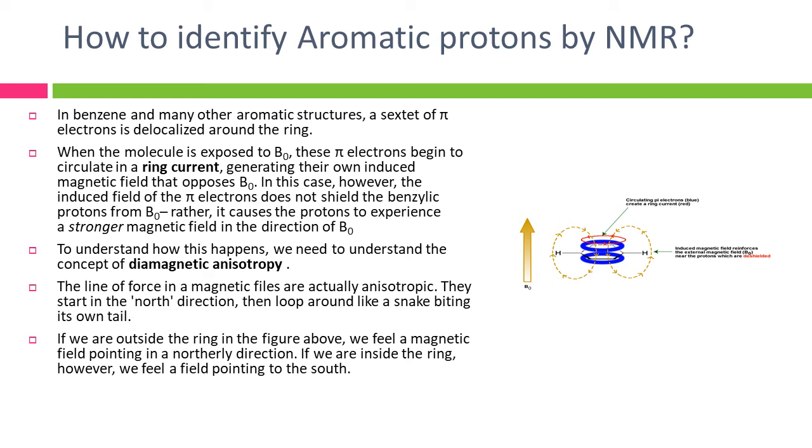The lines of force in magnetic fields are actually anisotropic. They start in the north direction, then loop around like a snake biting its own tail. If you are outside the ring in the figure above, you feel a magnetic field pointing in the northern direction. If you are inside the ring, however, you feel a field pointing to the south.